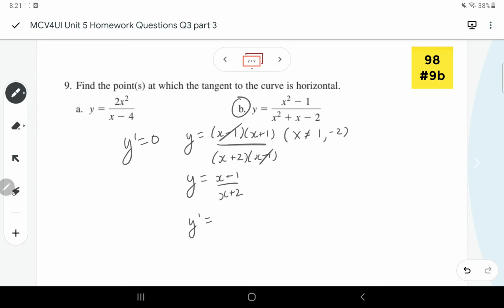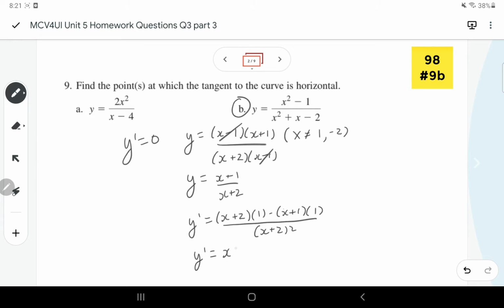If you didn't spot that, you could still obviously do this. You would just get a messier derivative with a bigger numerator and denominator. So I've got the bottom, x plus 2, times derivative of the top, which is 1, minus the top, x plus 1, times the derivative of the bottom, all over x plus 2 squared.